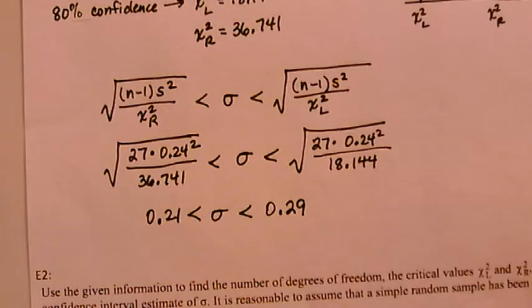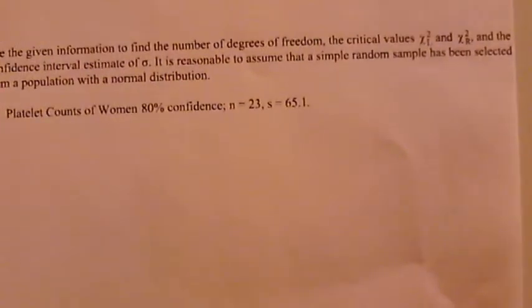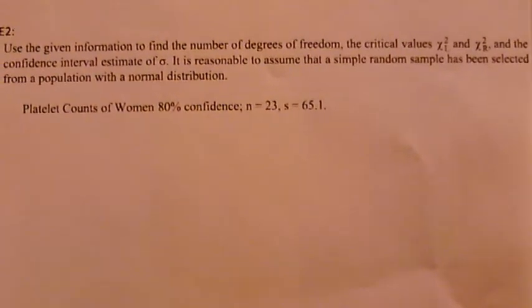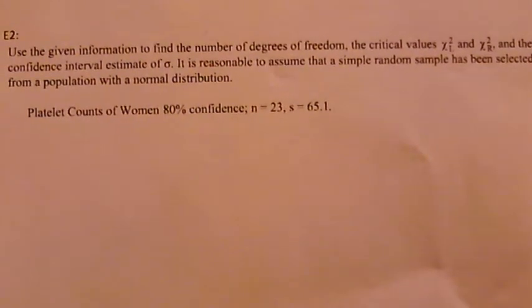Okay, take a look at this next example. In this case here, we're dealing with platelet counts for women. So we're going to use the given information and find the number of degrees of freedom, the critical values, both chi-squared left and chi-squared right, and the confidence interval estimate of sigma. Again, it is reasonable to assume that a simple random sample has been selected from a population with a normal distribution. Both requirements have been met.